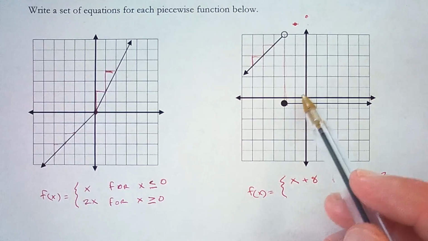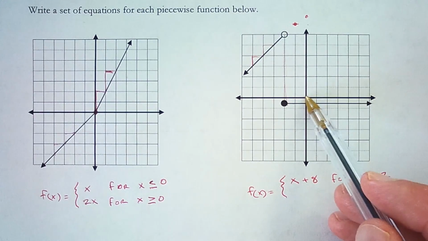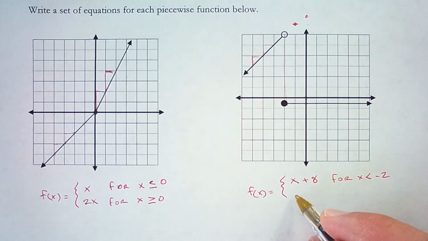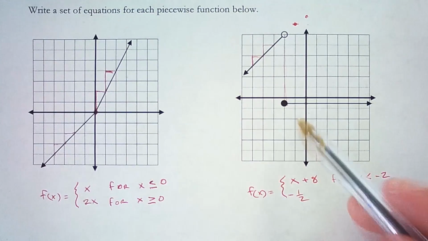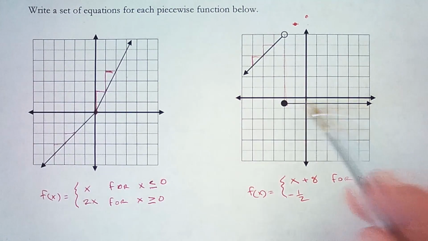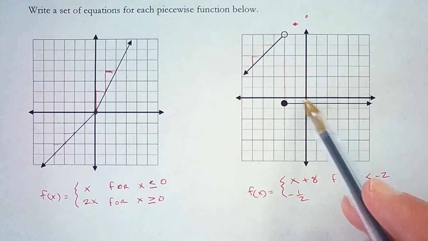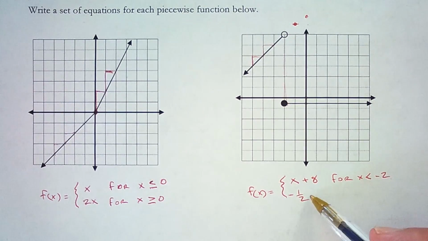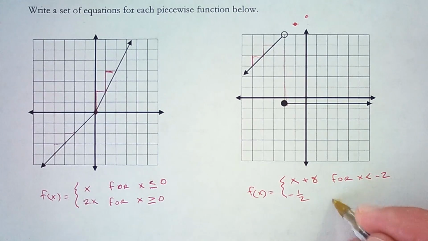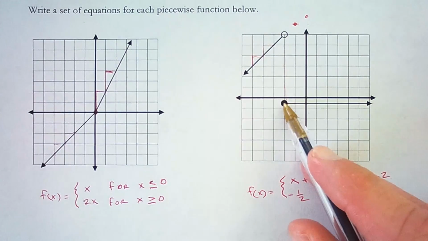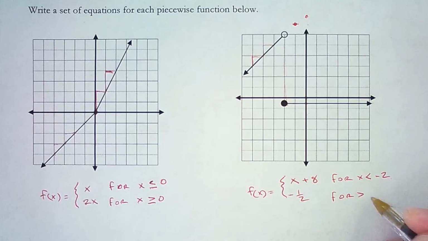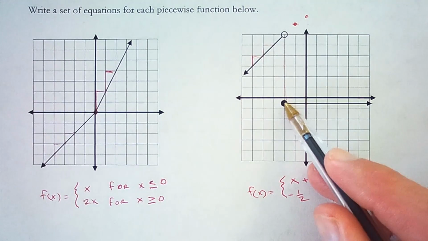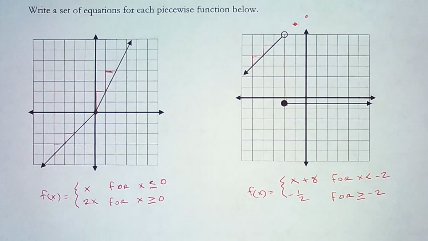Then we have one that's horizontal, and it appears to be down about a half, so we're going to say f of x equals negative 1/2. No x here because it's a constant straight line, it's a constant function. Horizontal, no x, so y equals negative 1/2. Okay, so for what domain? That's for x's that are to the right of or greater than negative 2. And it's filled in, so greater than or equal to negative 2.